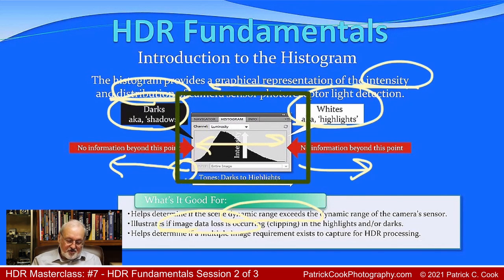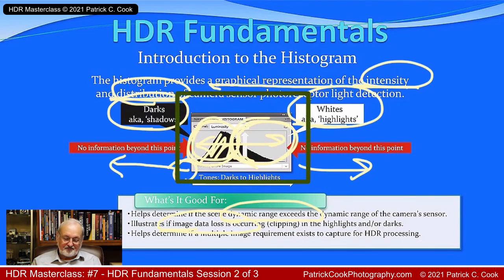So if you have a histogram and you have a hump that is over towards the left, that's indicating that you have light intensities which are predominantly in the shadow side or the low tones. If you have a hump that's predominantly over on the right, then you have a graphical indication that you have light intensities that are predominantly in the highlights or the high tones.